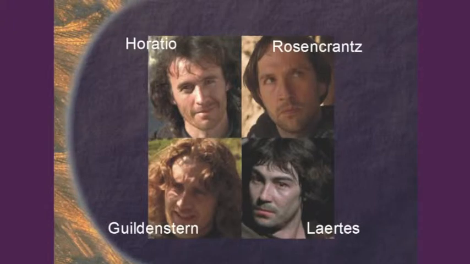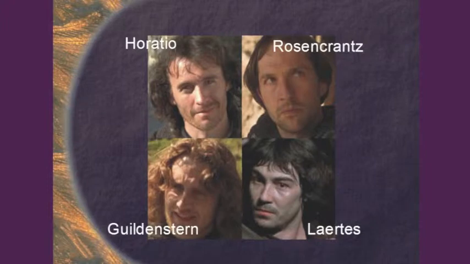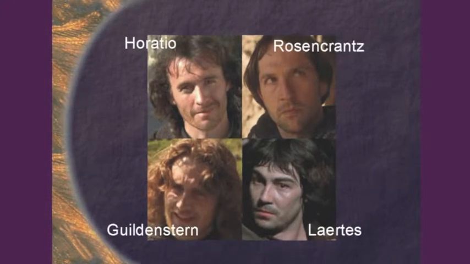Finally, Laertes is the son of Polonius and is widely recognized as being a good man. Yet in a fit of rage following the death of his father and sister, Laertes ends up working with Claudius to plot the death of Hamlet.